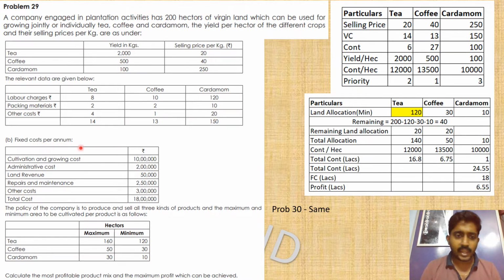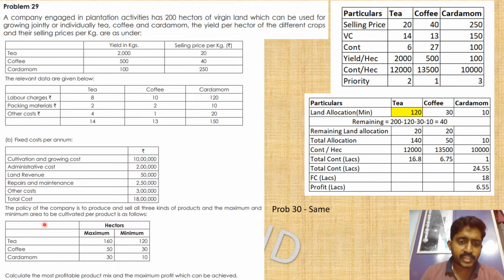The fixed cost per annum they have given: cultivation, growing, administrative cost, land revenue, repairs and maintenance, other costs. These are all fixed in nature. So all those put together, 18 lakhs is the per annum fixed cost. The policy of the company is to produce and sell all three kinds of products, and the maximum and minimum area to be cultivated per product is as follows.